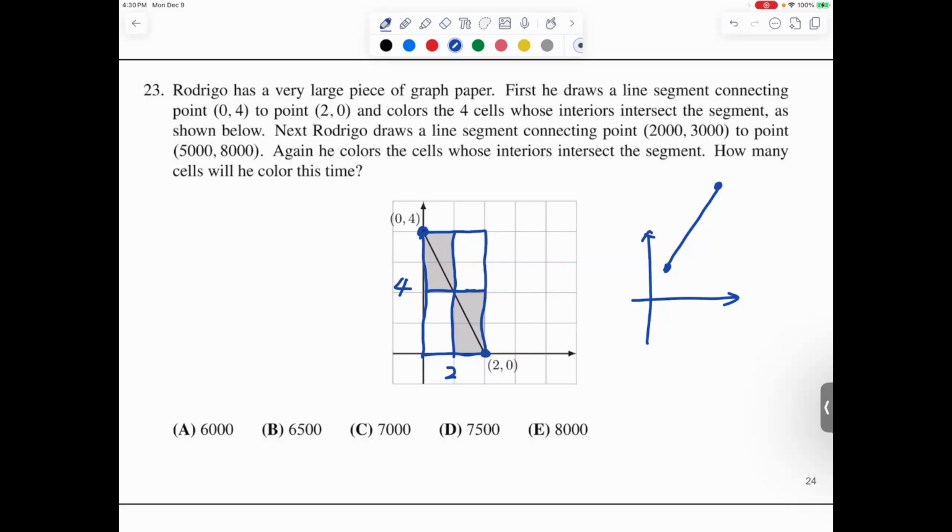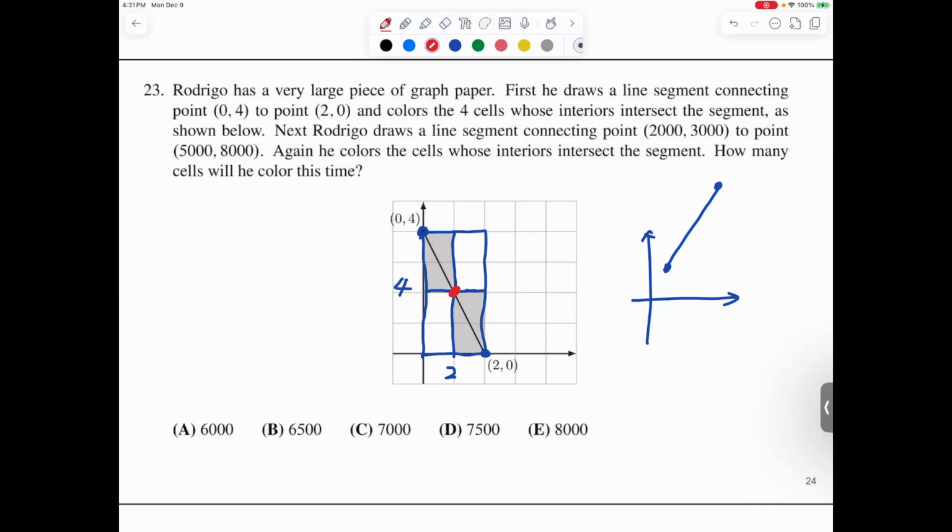And then when you connect (0, 4) and (2, 0), the line segment is going to cross this point. Then within the 2 gray rectangles, the line segment does not pass any lattice point. And for this situation, he colored 4 squares in total.